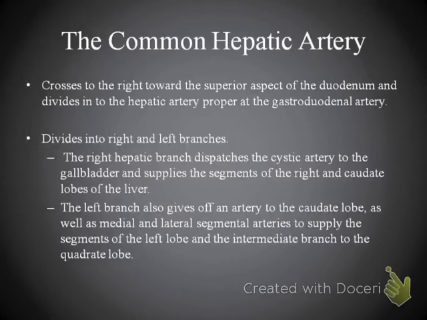The common hepatic artery crosses to the right toward the superior aspect of the duodenum and divides into the hepatic artery proper and the gastroduodenal artery. It divides into right and left branches. The right hepatic branch dispatches the cystic artery to the gallbladder and supplies the segments of the right and caudate lobes of the liver. So know that the right hepatic branch supplies segments of the right and caudate lobes of the liver.